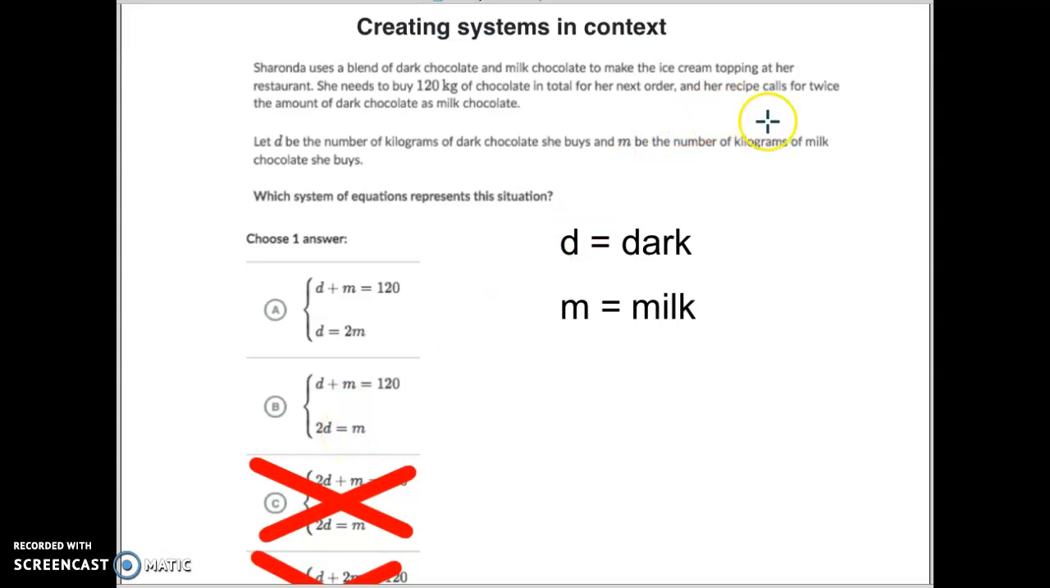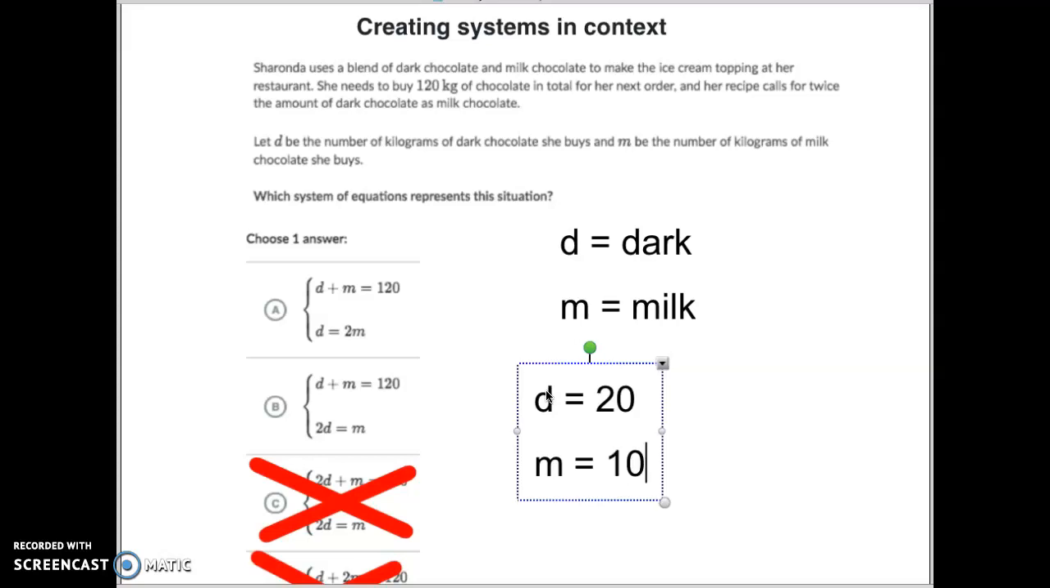Then her recipe calls for twice as much dark chocolate as milk chocolate. So let's think about that. If the recipe calls for twice as much dark chocolate, let's say it calls for 20 units of dark chocolate, and that is twice as much as the milk chocolate. The dark chocolate is twice as much as the milk. That means they would have only called for 10 of the milk chocolate.